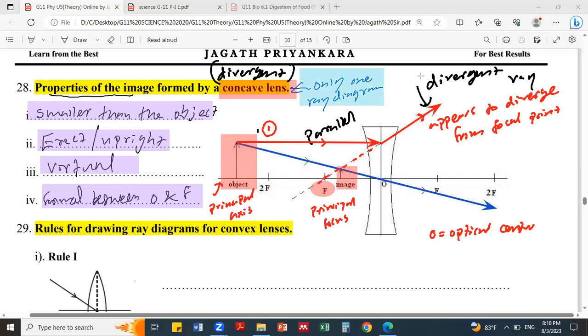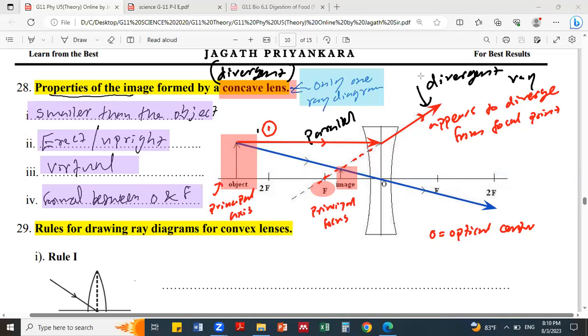Even if you bring the object closer and closer to the lens, students, these properties won't change. If you want the properties of the image formed by a concave lens, they do not change with the position of the object. Again, I'll repeat: properties of the image do not change with the position of the object. Therefore, there's only one ray diagram for a concave lens.